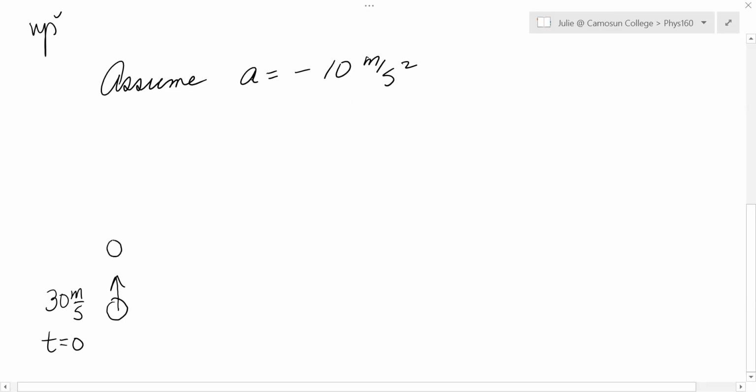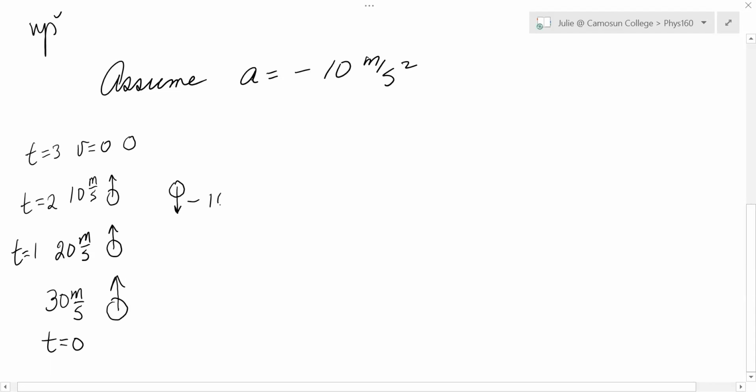So if it's at 30, subtract 10, and a second later, it's going to be going 20, still up. Okay, so even though the acceleration is negative, it's still moving up. Then you subtract another 10, and so now it's going 10 meters per second at t equals 2. When you subtract another 10, now you're at the top. And at t equals 3, this is when the velocity equals 0. But like I said, it doesn't stay there. You have to keep subtracting. So now when you subtract 10, it's going to turn around. It's going to have a velocity of negative 10 because 0 minus 10 equals negative 10.